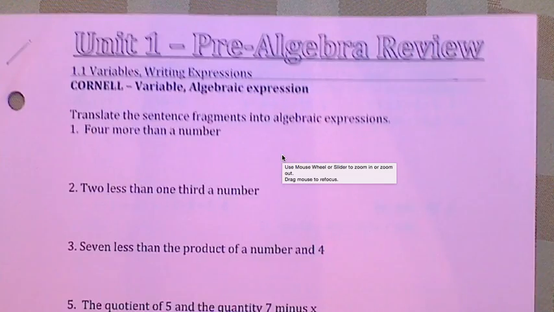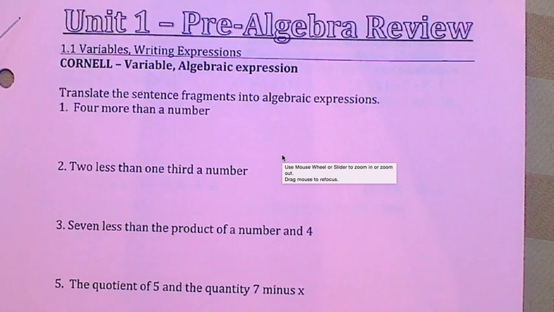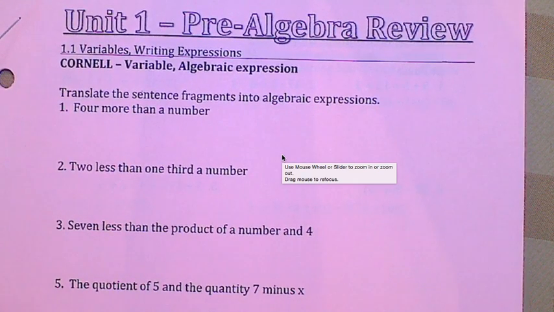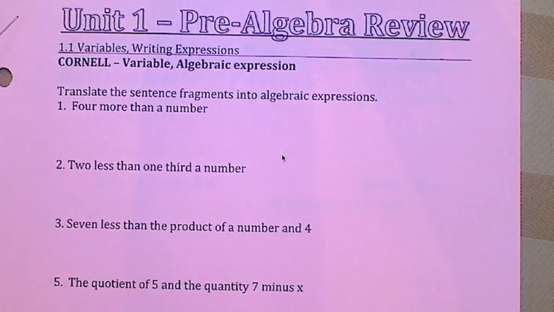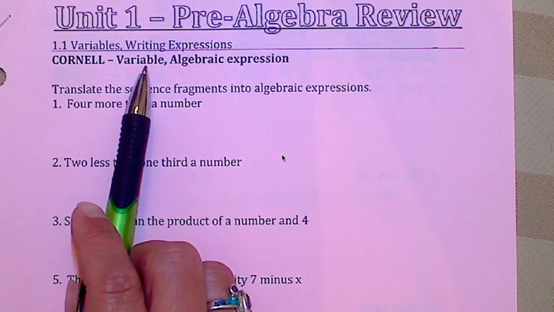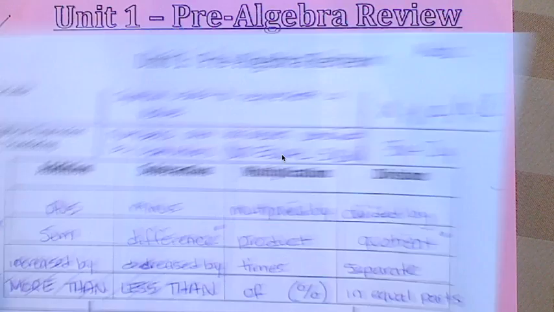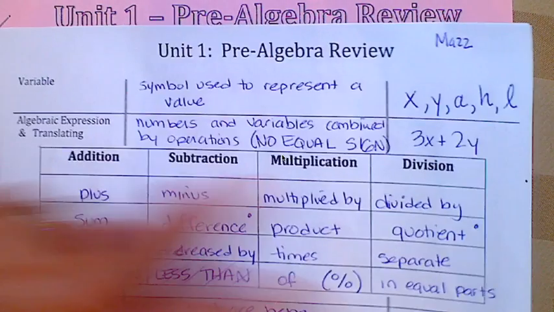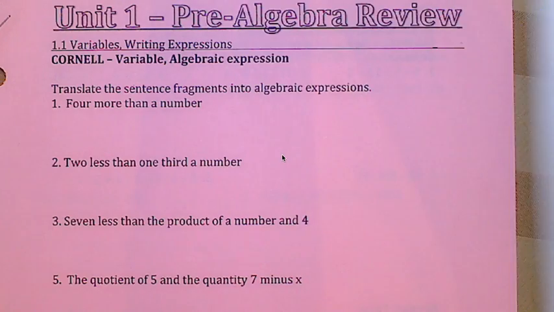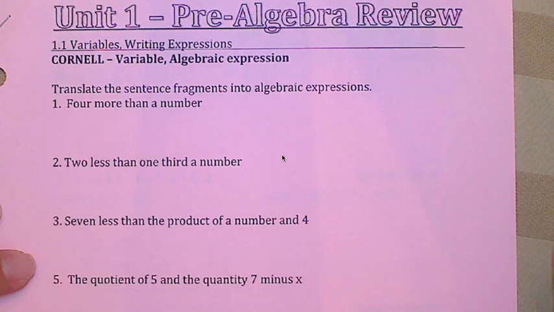So, you've taken the Cornell notes, and now we want to just jump into doing some examples so that you can understand how to utilize the information that we've done in the Cornell notes. So in the Cornell notes, we've talked about variable and what an algebraic expression is, and we have also filled in the chart with the different words that mean different things. So when we are translating sentence fragments into algebraic expressions, we want to remember that chart that we had.